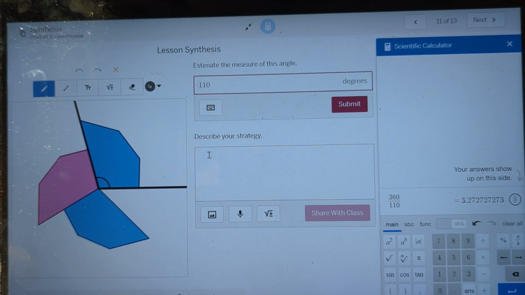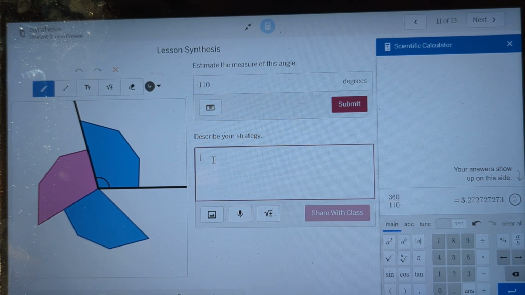Okay, and your strategy: if the amount of leaves on the pinwheel is a decimal, then it has a gap, just like it's right here. Okay, moving on along.